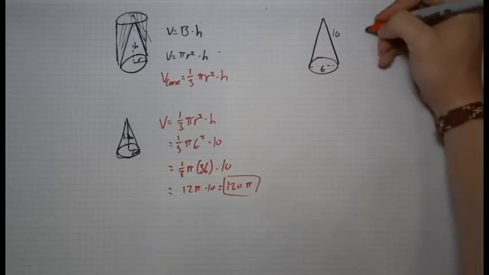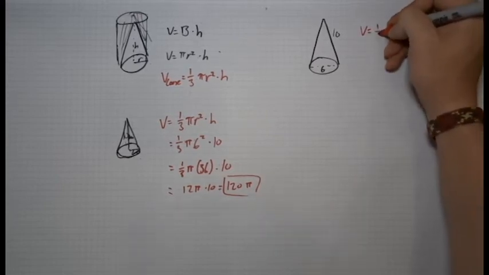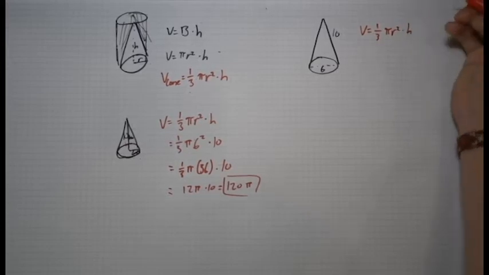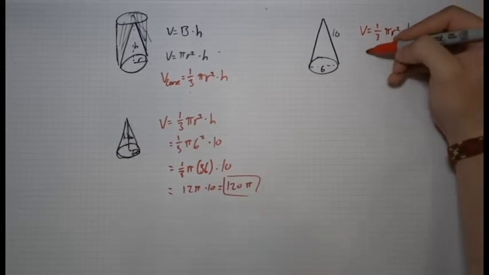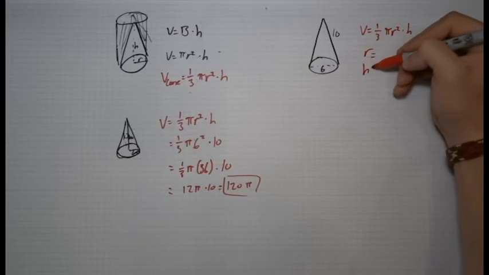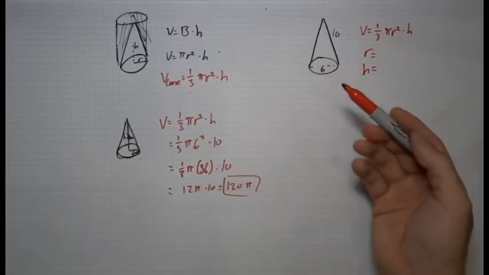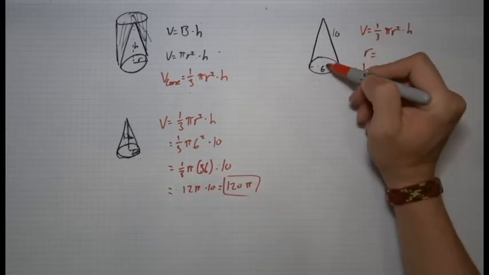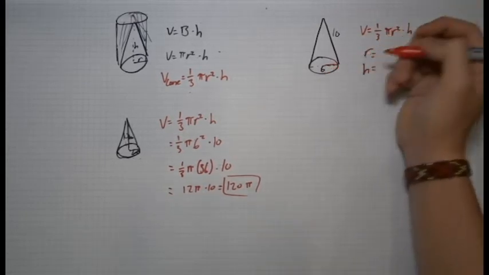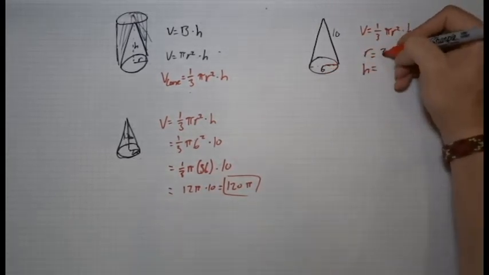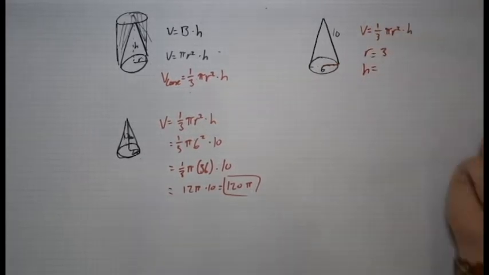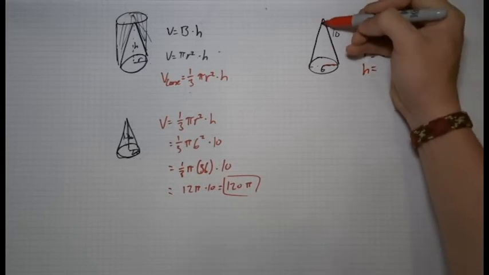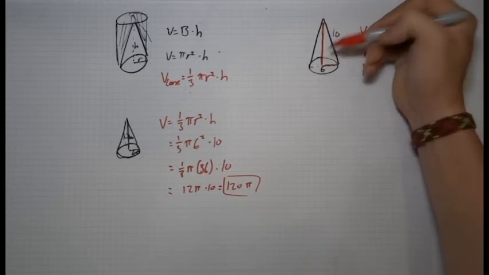So let's go ahead and start by writing out our formula. The volume is 1/3 pi r squared h. And we need the radius and the height. Well, we know that the radius of a circle is 1/2 the diameter. So this radius right here is going to be 6 divided by 2, which is 3. So we now know our radius is 3. And they gave us the slant length right here. And we need the height.